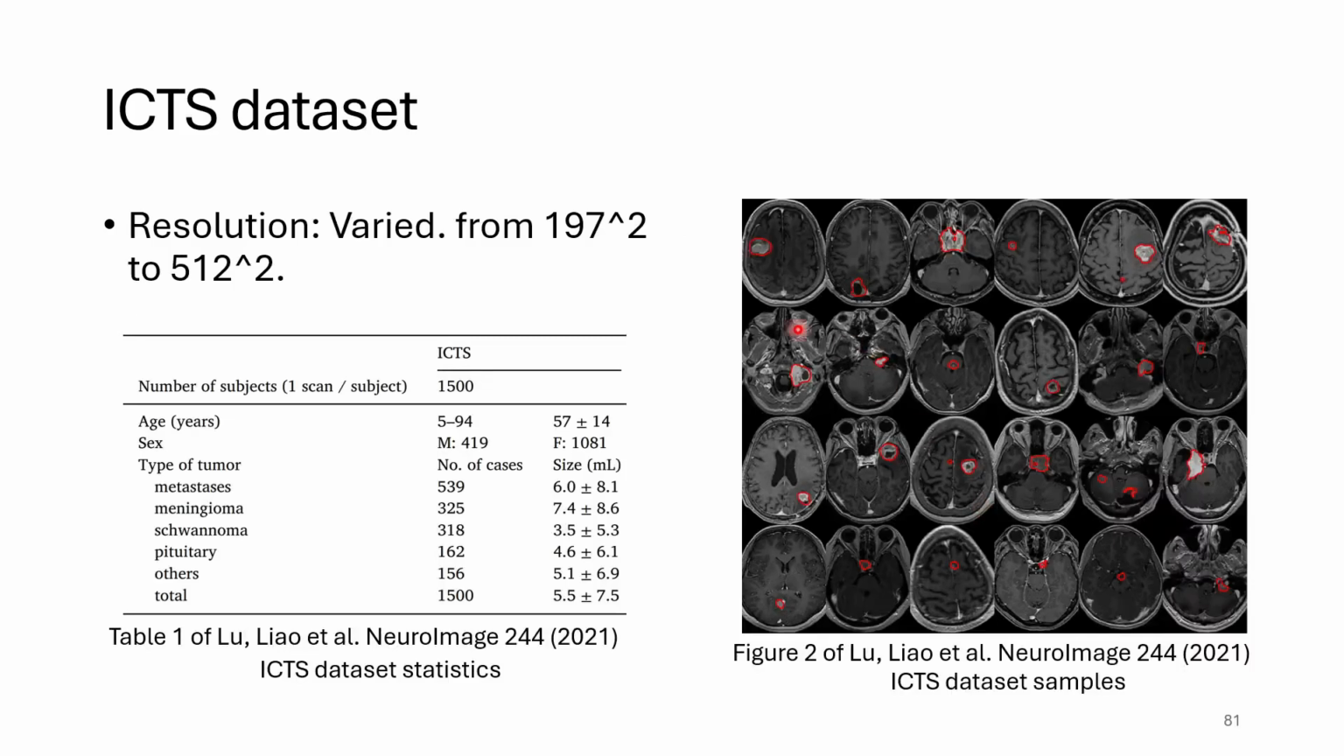So let's see what the ICTS dataset is. Okay, this is the illustration. Because it's a segmentation dataset, you can see there are many segmentation labels. But they don't use the segmentation labels. They just use the images only. And this is the statistics. There are 1,050 in total, and there are different types of tumor.